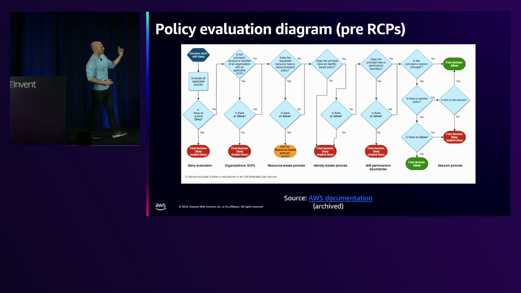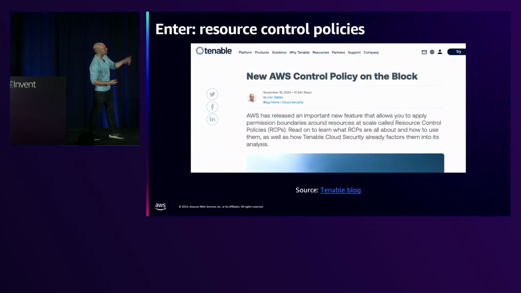So this is the policy evaluation diagram that was relevant until very recently. AWS released something called resource control policies, which basically answers the question, will the requests being made by an identity be answered with a yes or a no? About a month ago, AWS released something called resource control policies, and this actually changed. If you think this is complicated, this is actually how it looks now.